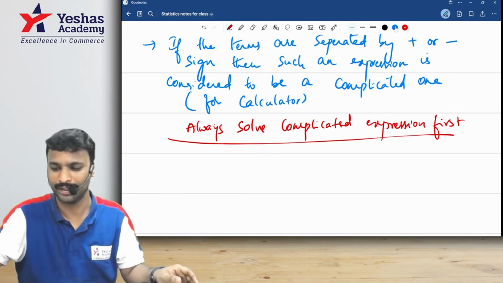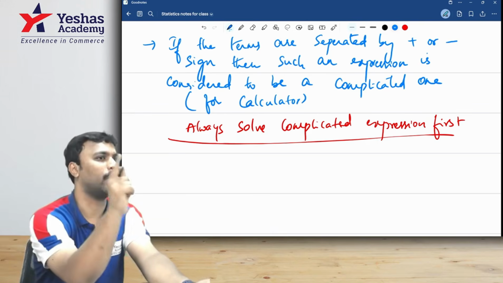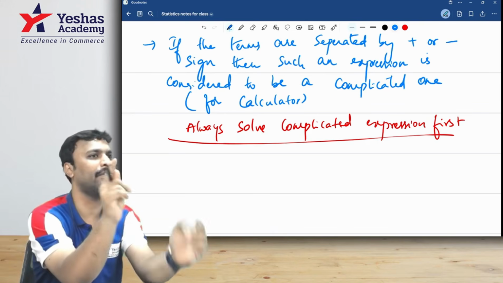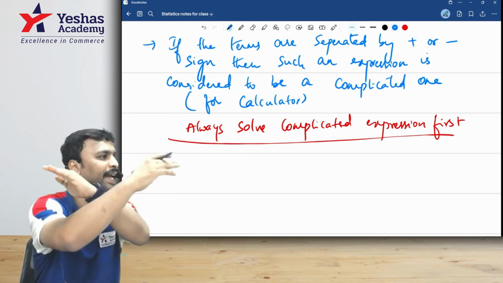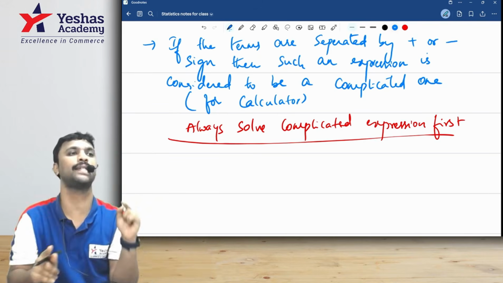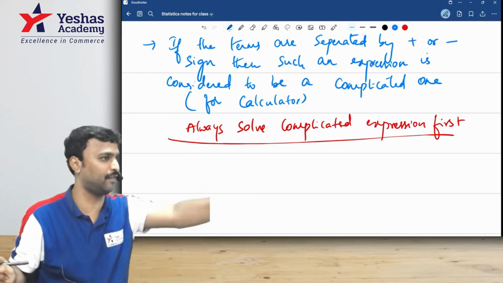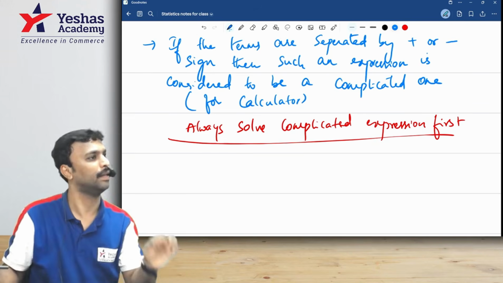Ready? Have you understood? What is simple for the calculator? Where the terms are separated by the into sign, that is simple. When the terms are separated by plus or minus, that is complicated for the calculator.